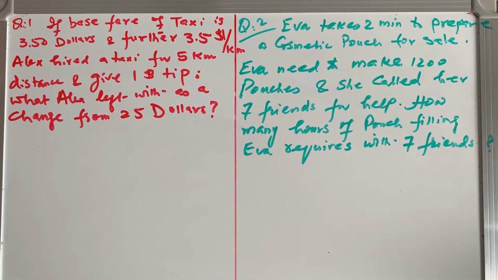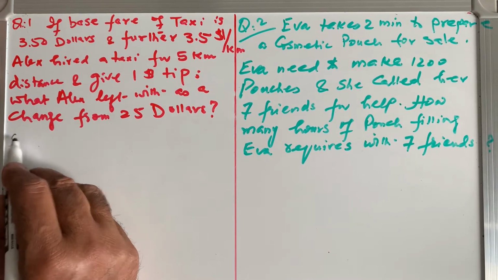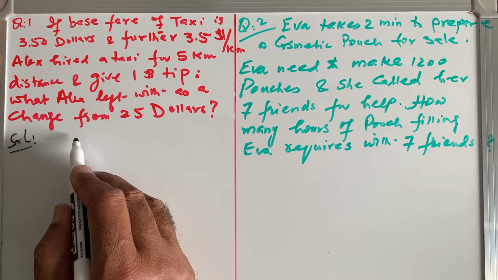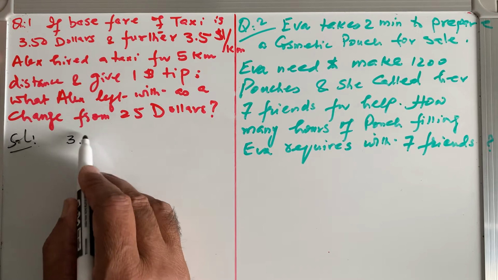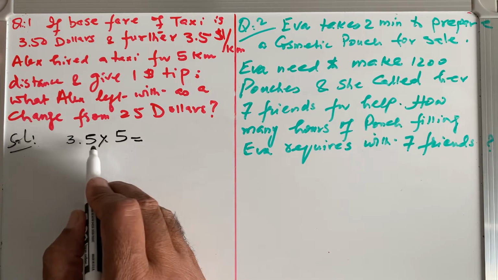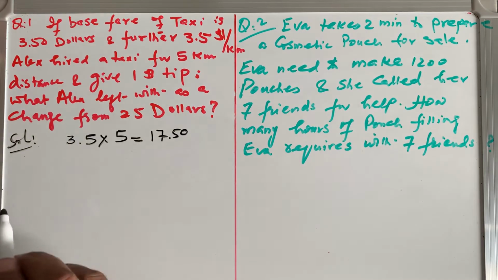He took a taxi for 5 kilometers and the charge is $3.5 per kilometer, and a fixed charge of the taxi is $3.5. As soon as you sit in the taxi, the meter goes down and it shows $3.50. So we have to take care of everything which is given in the question. So let's say $3.5 per kilometer, and he took the taxi for 5 kilometers. If you multiply these two, you will get $17.50. This is what he has to pay.